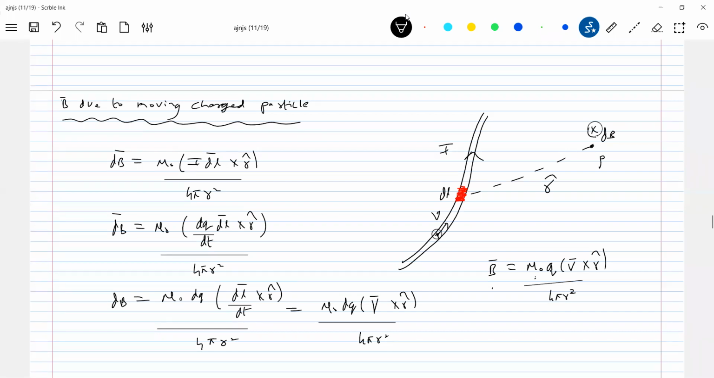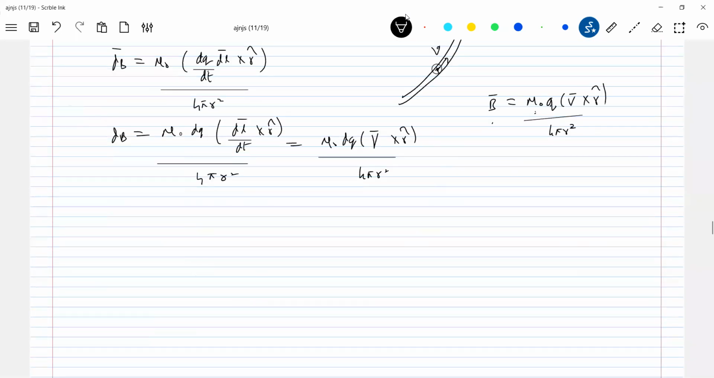Now consider the field at point P. Suppose a charged particle is moving with a velocity v. So what about the field strength at point P1, then at point P2?